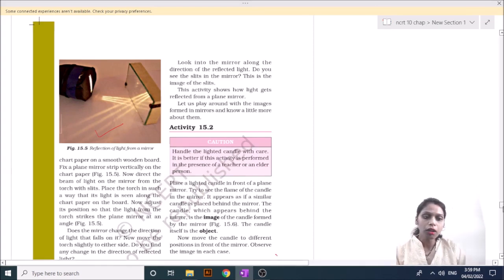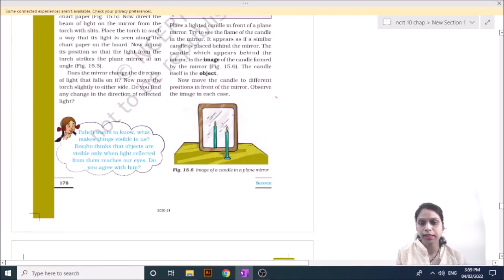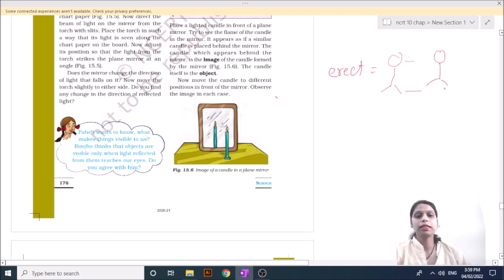Actually, you can see here, what is this? This is a plane mirror, and when you keep a lighting candle near the plane mirror, you see an image in the plane mirror. What does it show? It is always erect. Erect means what? If this is any object, then the image would also be like this. Means its head is head and its toe will be toe. Then this is an erect image.